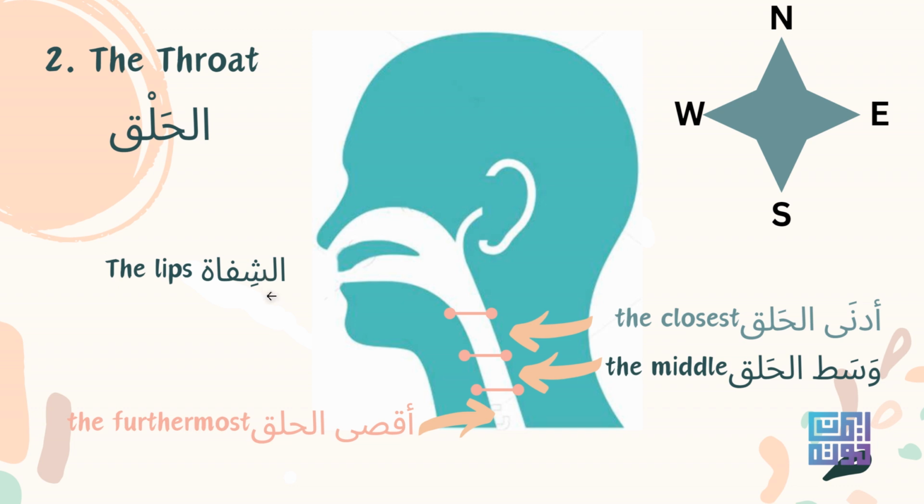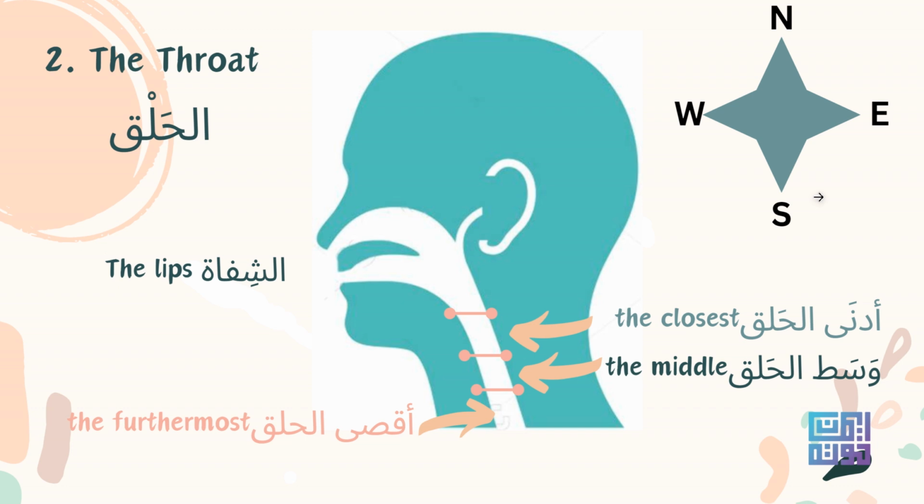To the lips. So this part, compared to the distance between here and the lips, is the furthermost part of the throat. Aqsa. Aqsa means the furthermost. And then comes the middle. And then comes the closest, of course, the closest part of the throat towards the lips. Okay? And it's called Adna al-Halq.